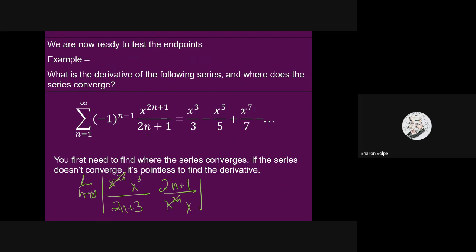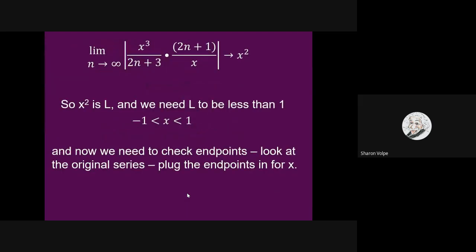These are gone. 2n over 2n is gone. And x cubed over x gives me the absolute value of x squared. I didn't need the absolute values because that's always positive. There are no more n's in here to even work with. Okay, so I need x squared to be less than 1. We talked about that during the pre-calc review. For that to happen, x has to be between -1 and 1.